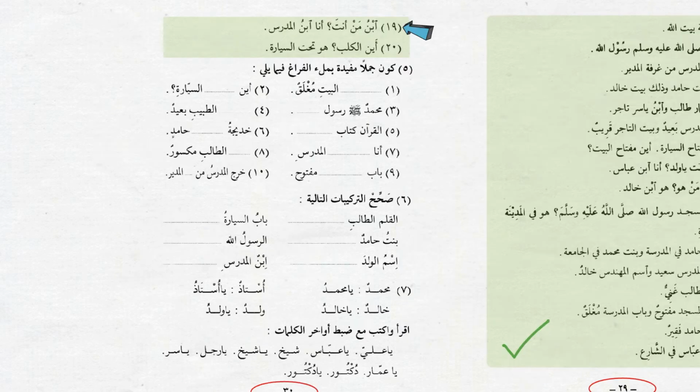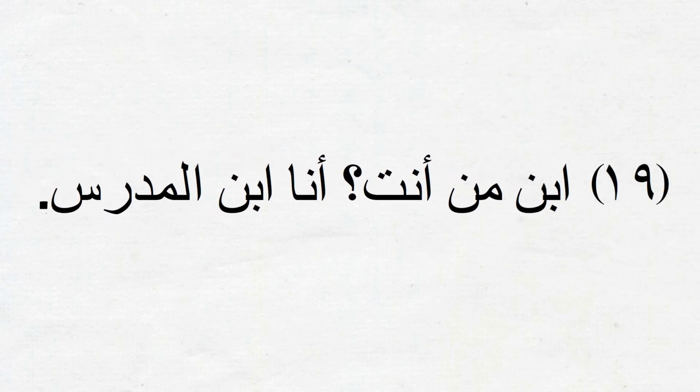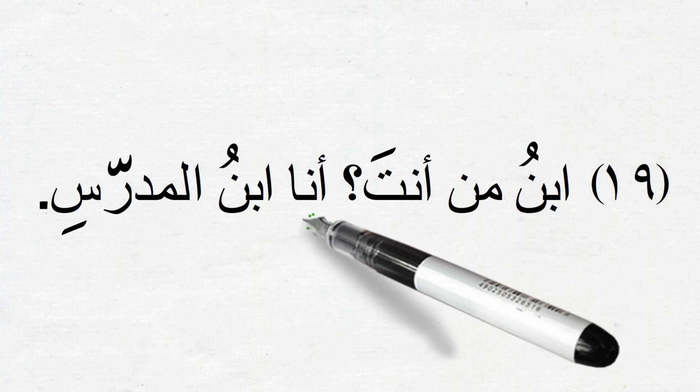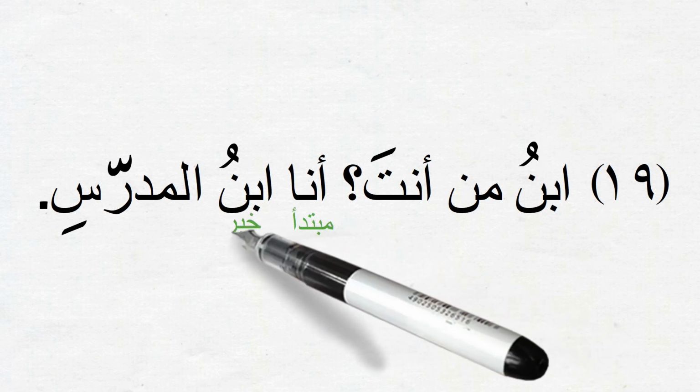Number 19. ابن من أنت؟ أنا ابن المدرس. A son of whom are you? I am the son of the teacher. ابن من is the first mudaf and mudaf ilayh combination, and ابن المدرس is the second إضافة. And أنا is the mubtada, and the ism ابن is the khabar in the response.